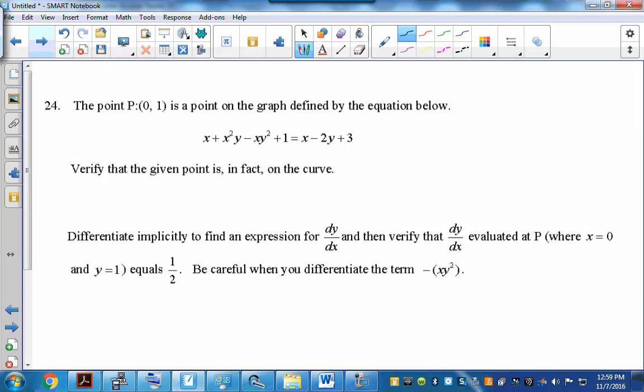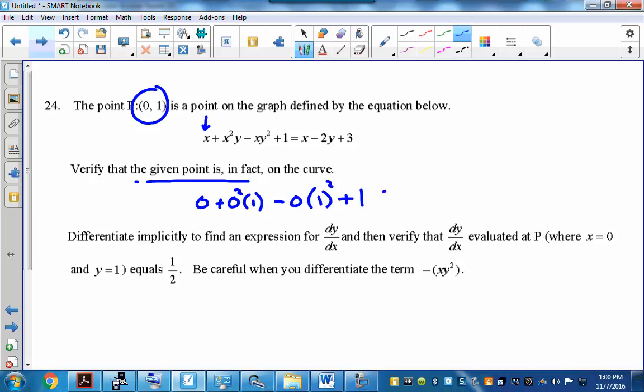Let's see. I also want to talk about 24. There were a couple things you had to do here. First, you had to verify that the point was on the curve. That's only worth 1 point out of this whole problem, but it's easy to do. You have to just put x is 0 and y is 1, and just make sure that when you do that, this comes out to be a true statement. The left side is 1, the right side is 1, 1 is equal to 1. Yes, the point's on the curve.